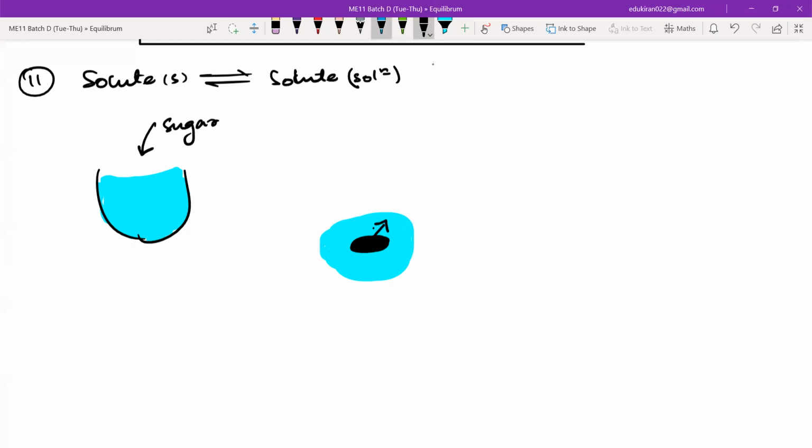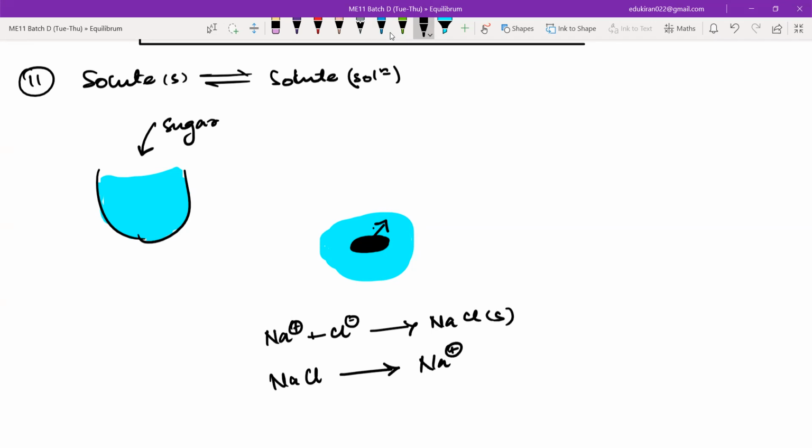And also there is one more process that is happening. As I took the example of salt, in salt what can also happen? You have Na+ and Cl- present. They can also associate and form sodium chloride. So now it is forming salt. And there is another process: when sodium chloride is added in water, the water will dissociate it into Na+ and Cl- ions.